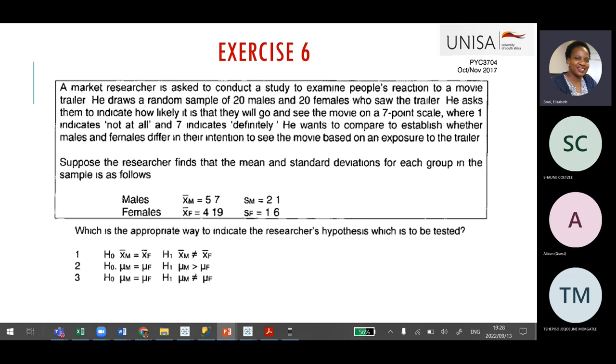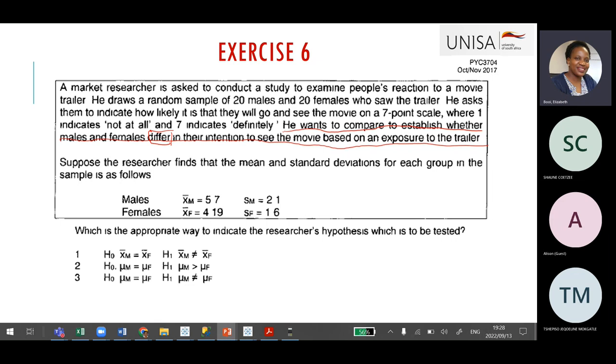What is an appropriate way to indicate the researcher's hypothesis, which is to be tested? Go back to the question, reading the question, especially the last part. He wants to compare to establish whether males and females differ in their intention based on their exposure to the trailer. The first thing you need to ask yourself: this is independent anyway, because there is nothing else they are asking you. So there, the keyword is differ, different.